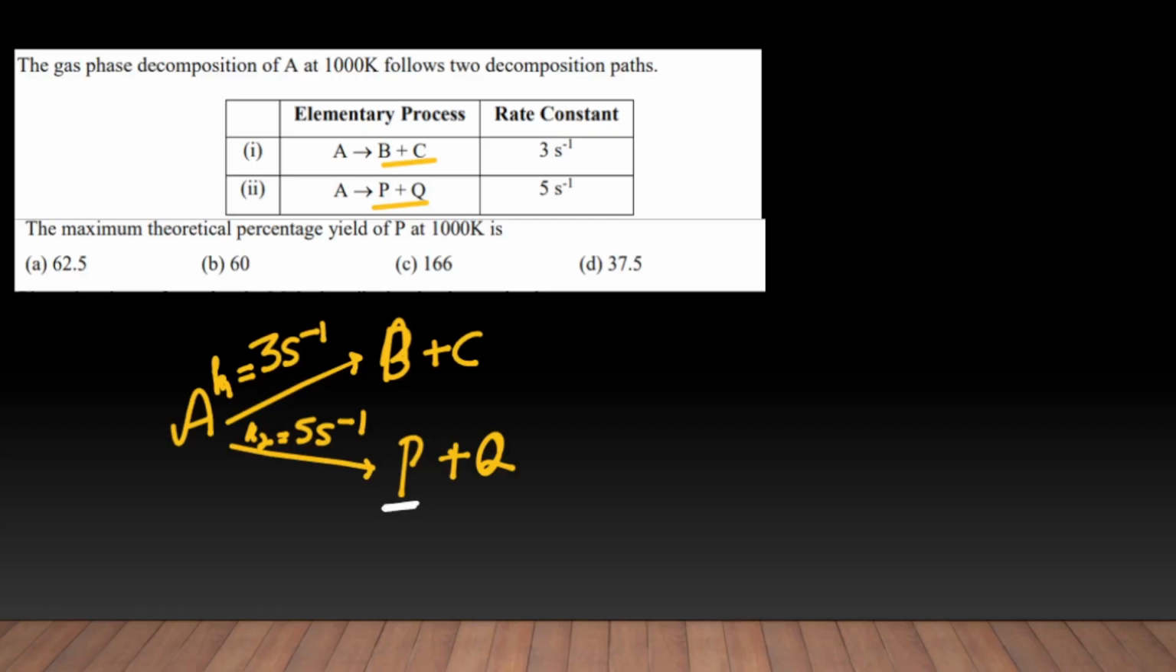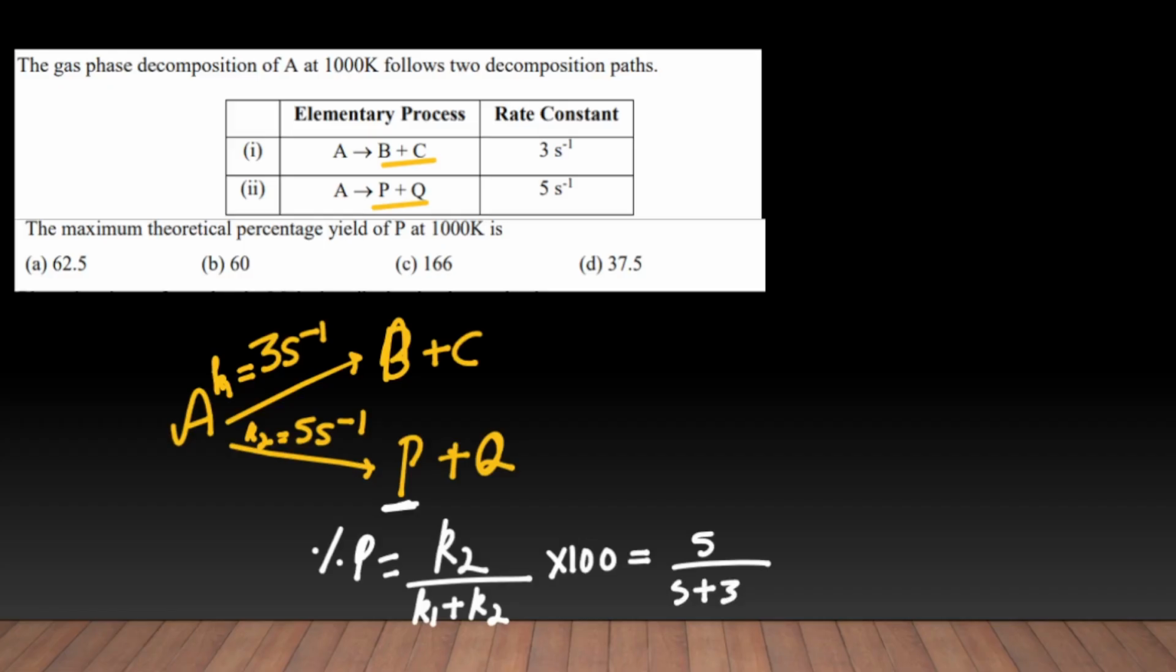So P we can say is formed with the rate constant K2. So percentage of P will be equal to the rate constant with which it is formed upon the sum of rate constants, K1 plus K2, into 100. This will be equal to 5 upon 5 plus 3 into 100. So this becomes 500 upon 8. On solving this, the value we get is 62.5%. So the correct answer is option A in this case. Right? So now moving on to the next one.